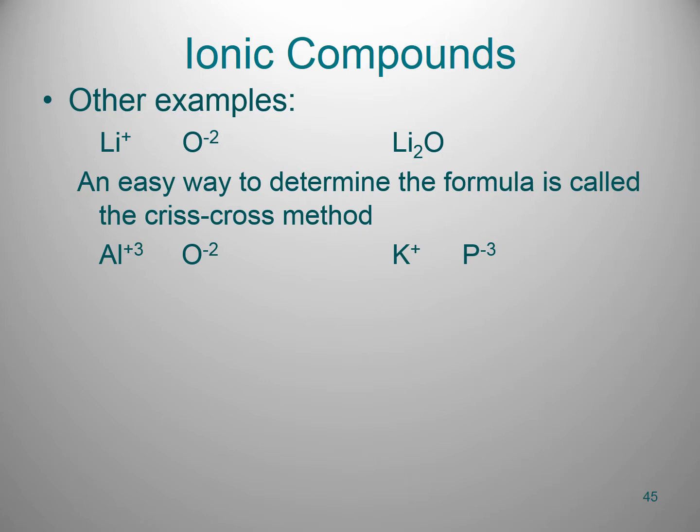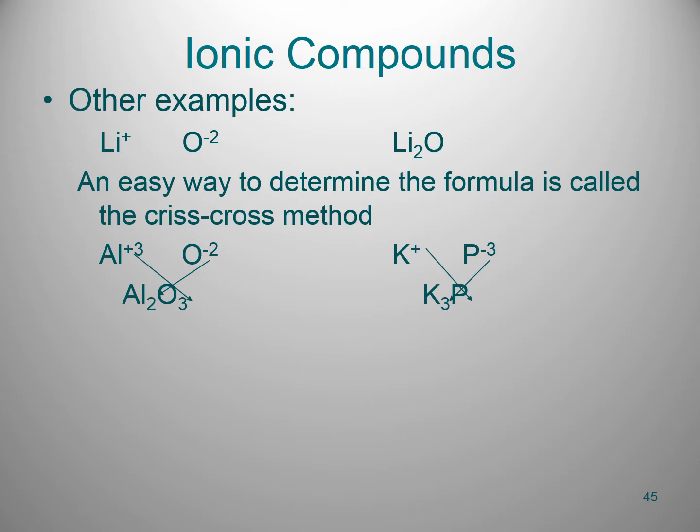Well, if you use the least common multiple, you could say 3 and 2, you need to have 6. So in order to get a plus 6, you're going to have 2 aluminums. In order to have a negative 6, you're going to have 3 oxygens. Notice that if you crisscross, the 2 from the negative 2 on the oxygen will come down and become the subscript for aluminum, and the 3 from the Al plus 3 will come down and become the subscript for the oxygen. If you do the least common multiple, that works too, but the crisscross method is a little bit of a quicker way to do that.